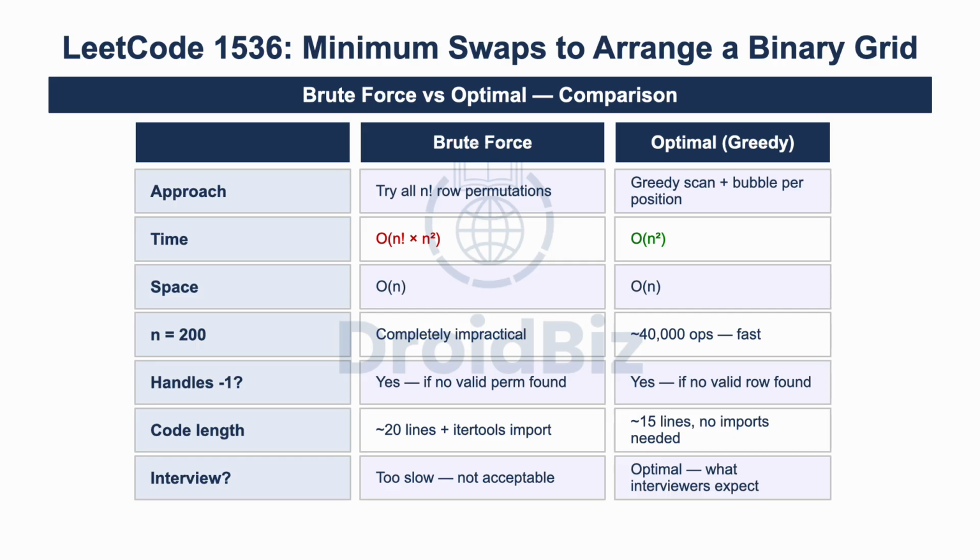Code length. Brute force needs about 20 lines plus an import. The greedy solution is around 15 lines with no imports. Cleaner and simpler. That wraps up LeetCode 1536, minimum swaps to arrange a binary grid.